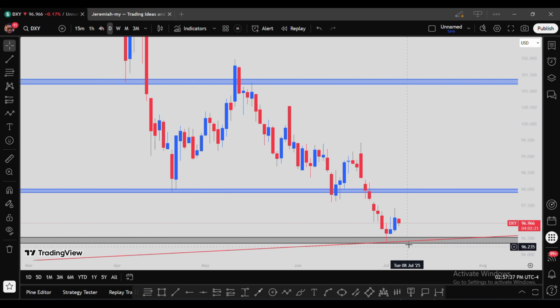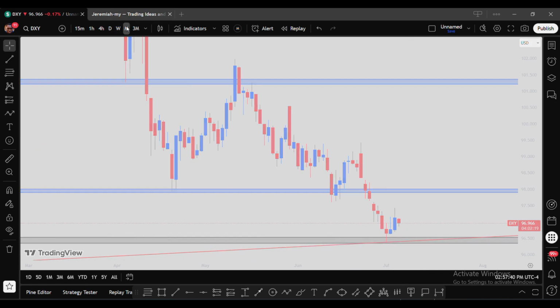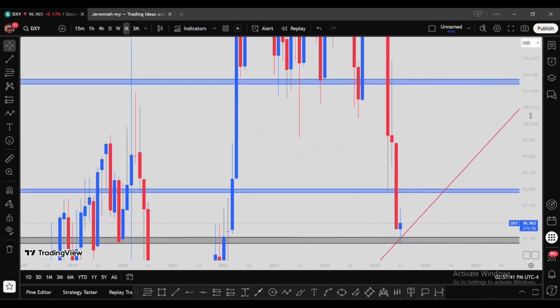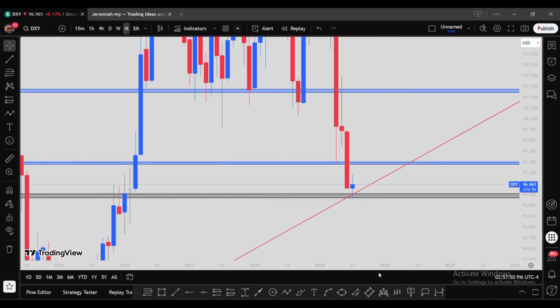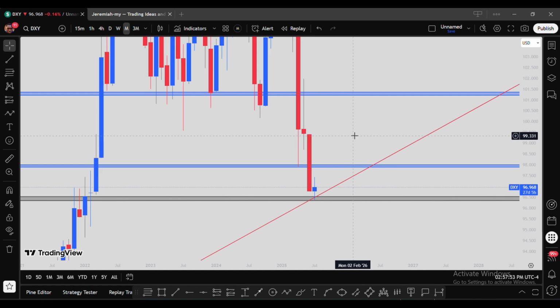So price could still find support at this level. It is a major level, a 3-month trend line, and also a major support level. Price is still respecting the level, so price could still continue heading higher. That's why I say it's still not safe to get into a buy trade on EURUSD and GBPUSD at the moment. That's just my take on GBPUSD, EURUSD and the US dollar.